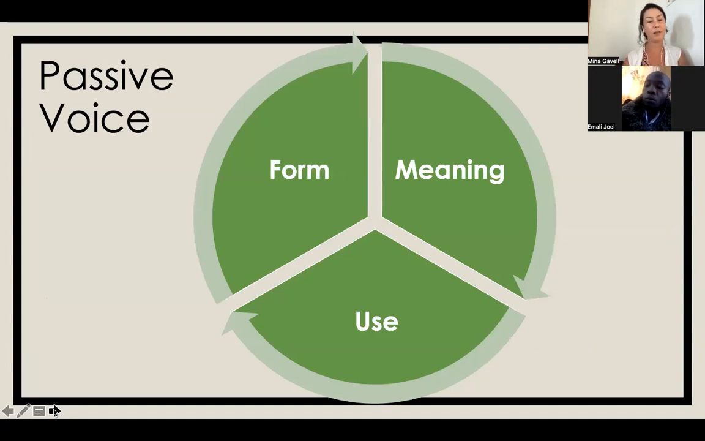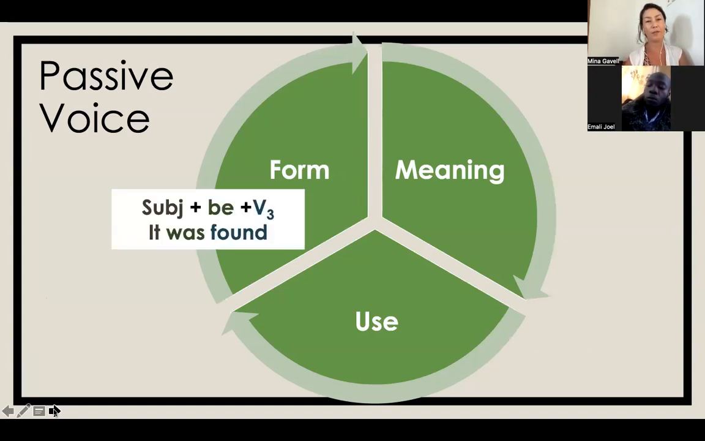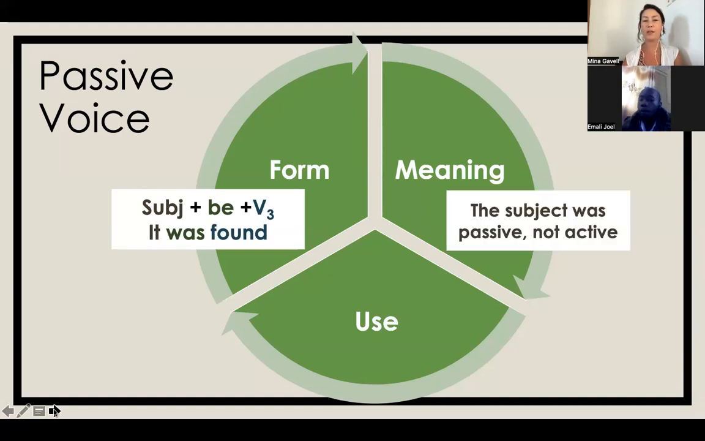Another example here is the passive voice, the passive structure. The form of the passive structure is the subject, plus we need some form of the be verb, and then the past participle, also called verb 3. So for example, it was found. This is the passive voice. And then we also often see it with a by phrase on the end, but its basic form is this. And so this can be very tricky for students. It's got a lot of parts to it.